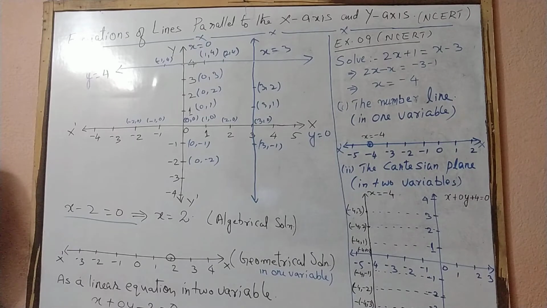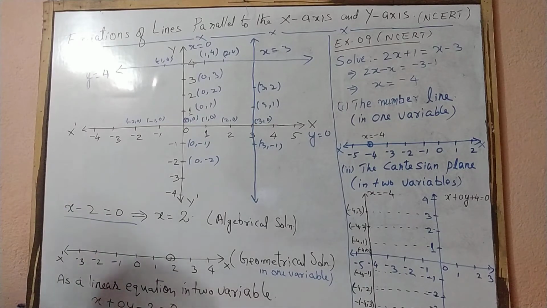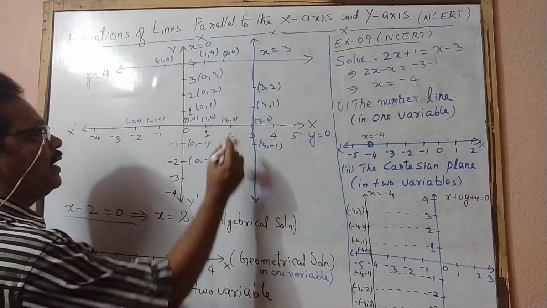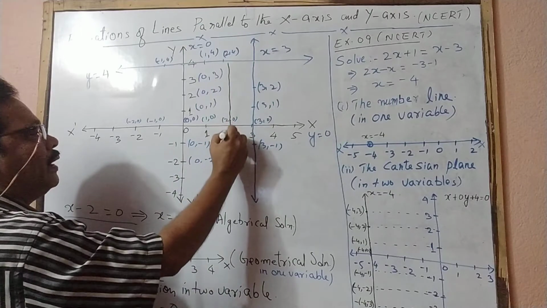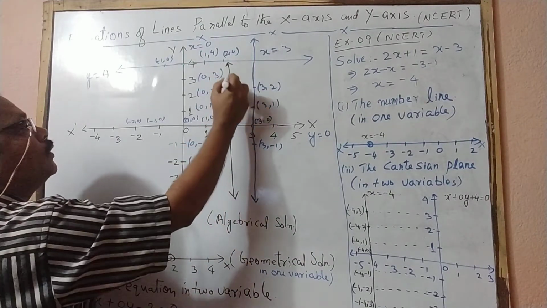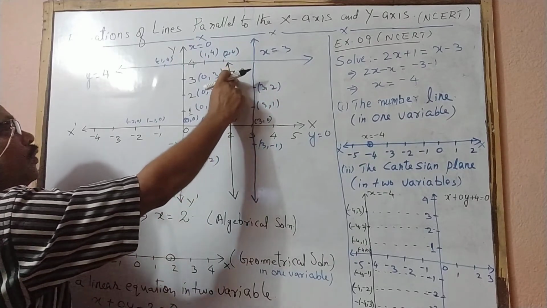You give any value of y, 0 into anything is 0. So the equation becomes x minus 2 equal to 0, then x is equal to 2. How will we represent that as a linear equation in two variables, x equal to 2? I have already told that this is x equal to 3. Then x equal to 2 will be a graph parallel to the y-axis and passing through the point 2 of the x-axis. So this is x equal to 2 as a linear equation in two variables.